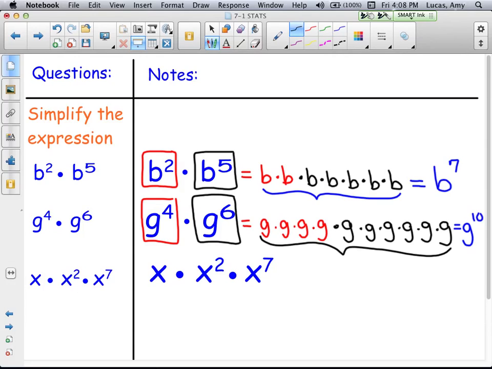So the shortcut is that if these base variables are the exact same, you can add together their exponents in the product of powers. So x to the first times x to the second times x to the seventh, I could add together these exponents and I get x to the 10th power. So you can expand it, or you can remember that the rule says that when the base is the same, the product of powers means you would add.